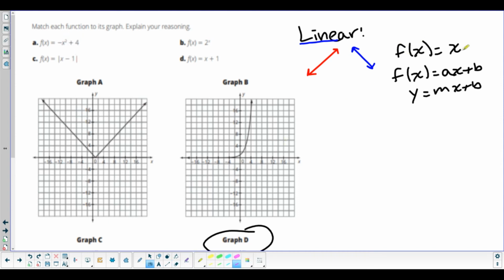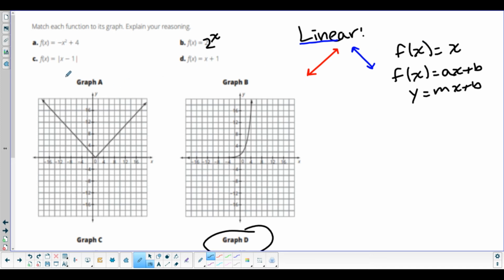My linear function doesn't have that. So I don't think this can be linear. This one right here, if you can read it, is 2 to the power x, meaning the x, our variable, is in the exponent of a number. That is weird. That's not like this either.